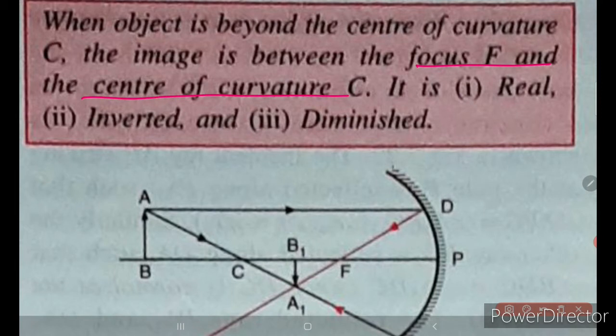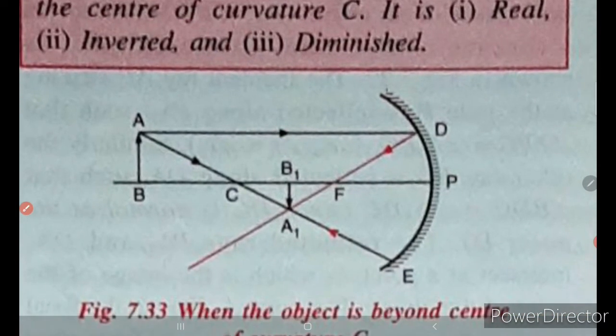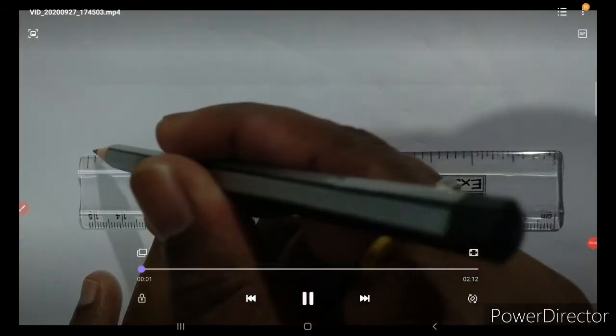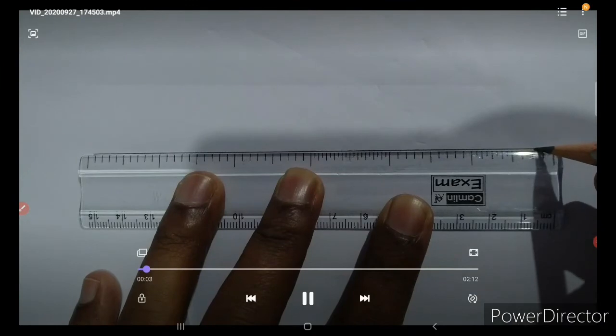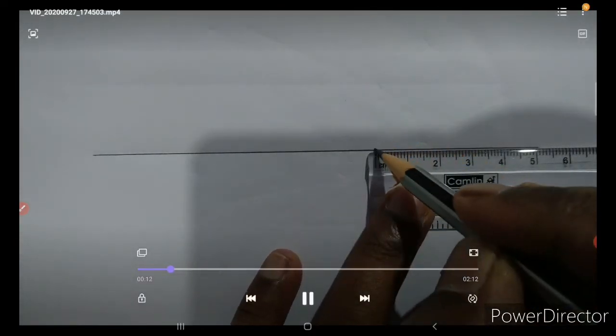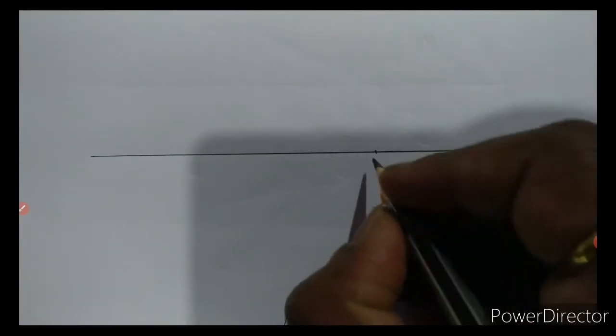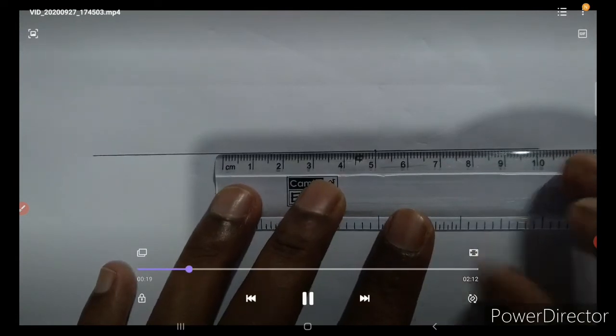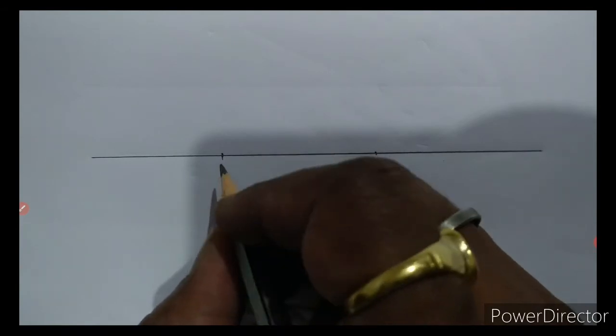Now let us try to understand how to draw this particular diagram. Again, drawing a straight line of any length. Then beforehand I am putting the pole, the focus and the center of curvature. Like before, I have taken 5 centimeters, so this will act as my focus. And then again 5 centimeters, so this will act as my center of curvature.